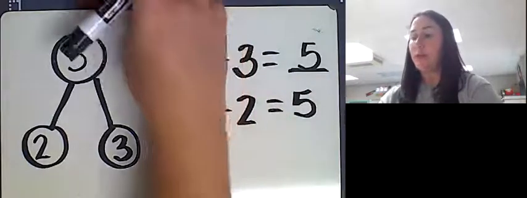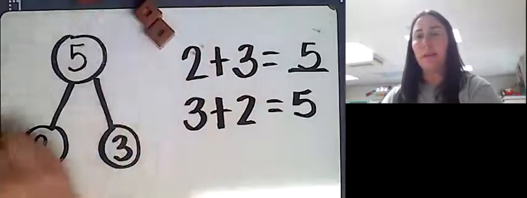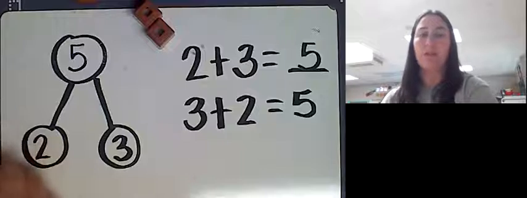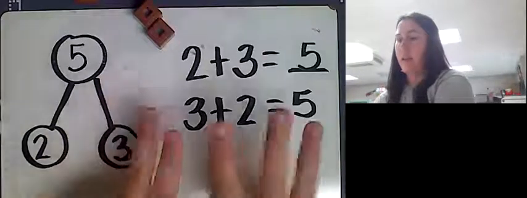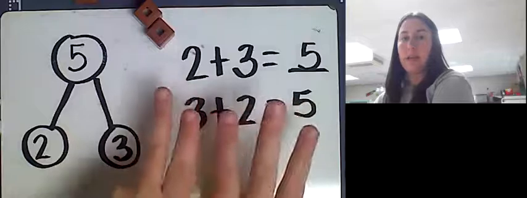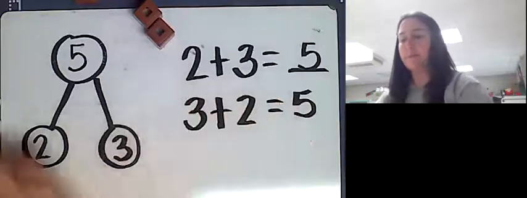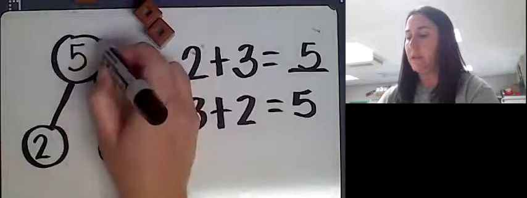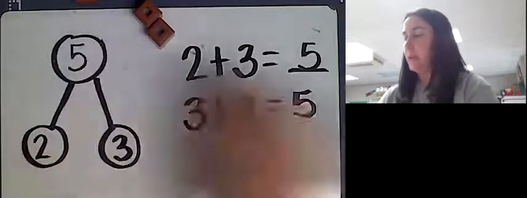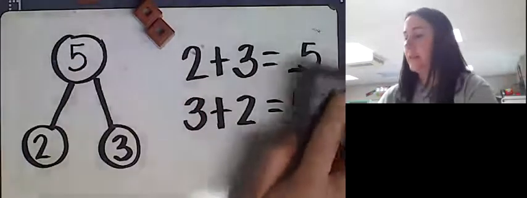You can use objects to help you with this, or students also know how to use their fingers so they can show 2 parts and 3 parts. And if I put them together, I know I have 5. Now we're going to use the same number bond with the 2 parts and the whole to solve the subtraction sentence.